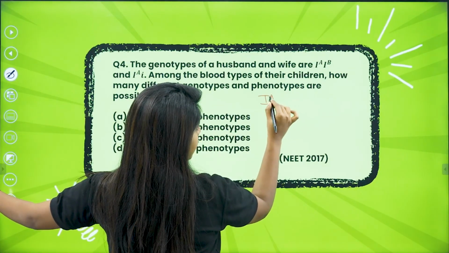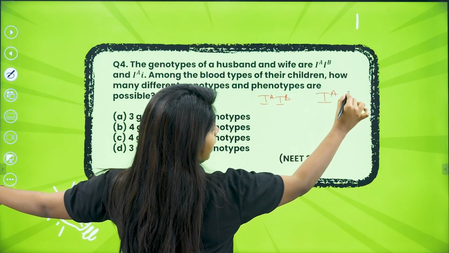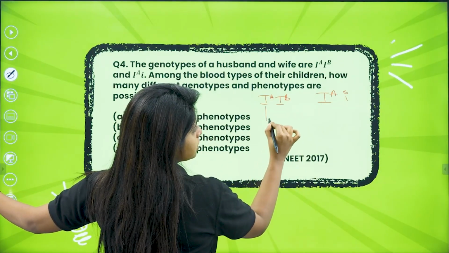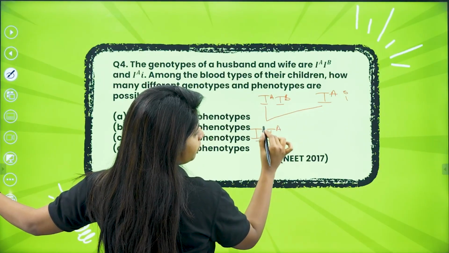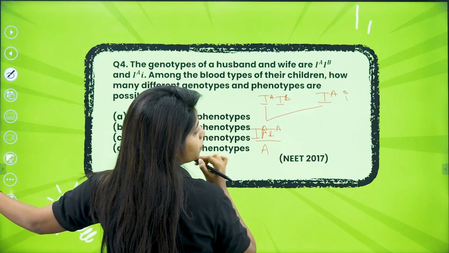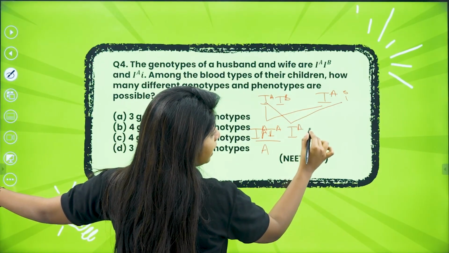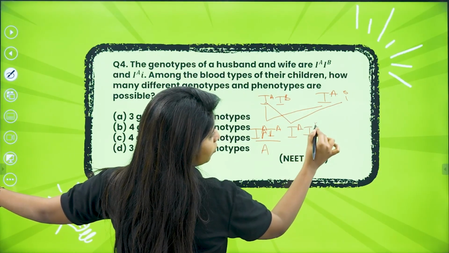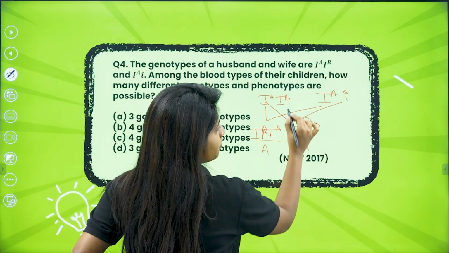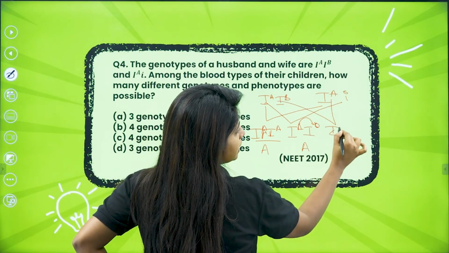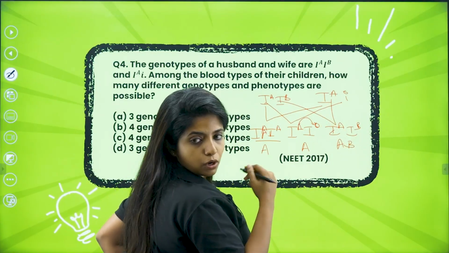So we have IAIB and then we have IAIO. Fine. So if you cross this and this, you get IAIA. What do you mean by IAIA? That means A blood group is there. Okay. Now we cross this with this, another genotype IA and small I, or basically IO. That means again A is dominant over O, so A blood group. This and this, we get IA and IB. That means AB blood group, since both of them are co-dominant.